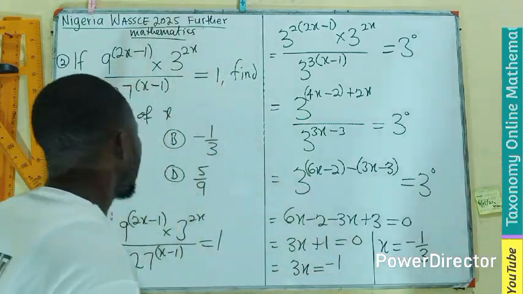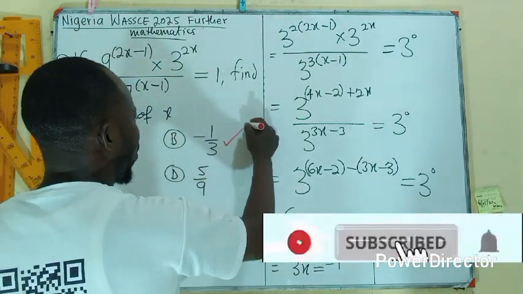Let's check the options. Which one is it going to be? It is going to be option number B.